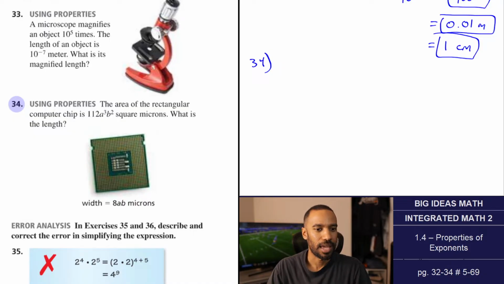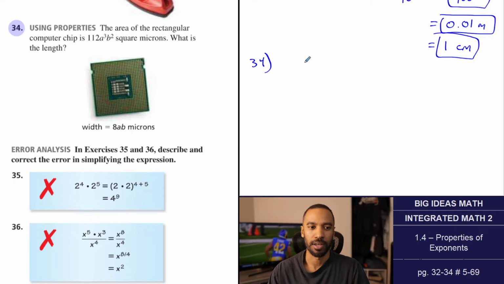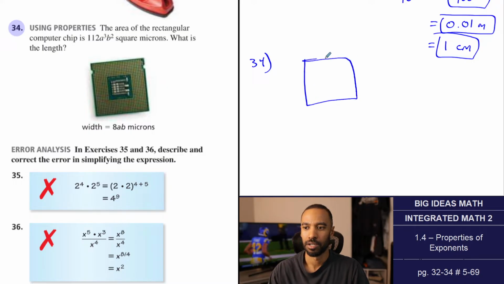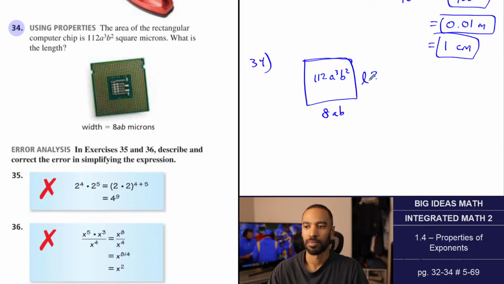Using properties, the area of the rectangular computer chip is 112 a cubed b squared square microns. What is the length? So the width is 8ab microns. So we have a computer chip here, with 8ab microns in width, an unknown length, which we're trying to solve, and the whole area is 112 a cubed b squared square microns.